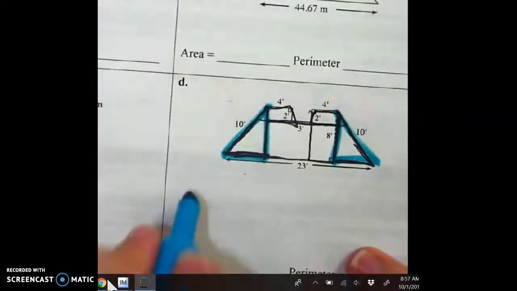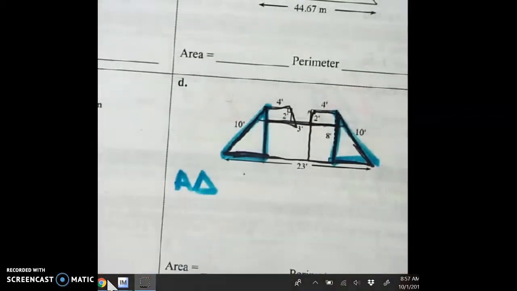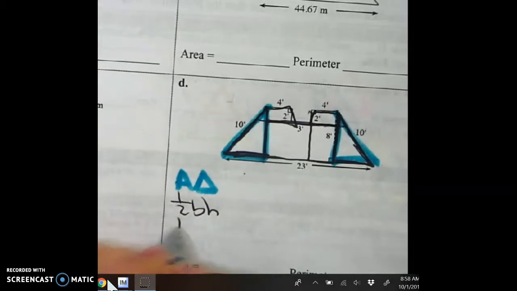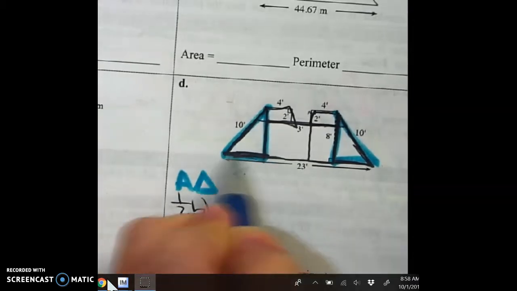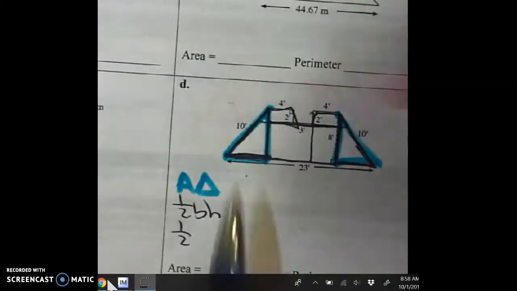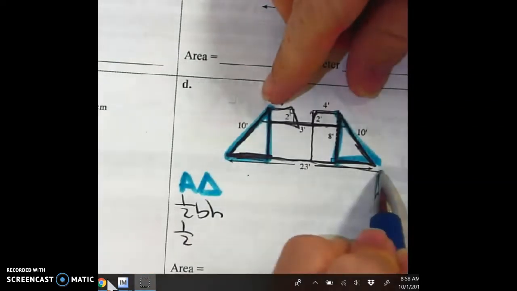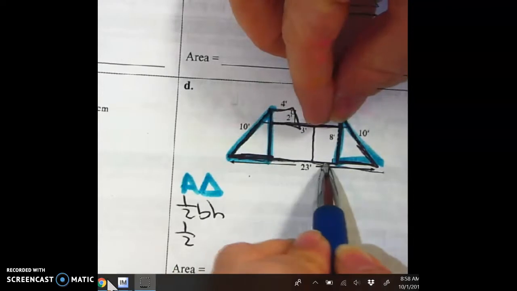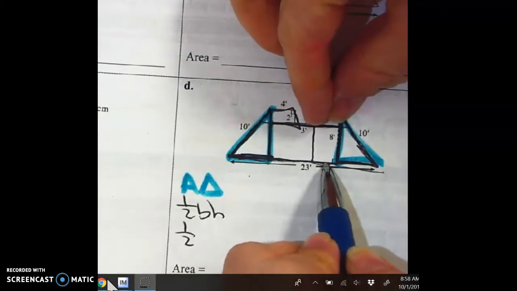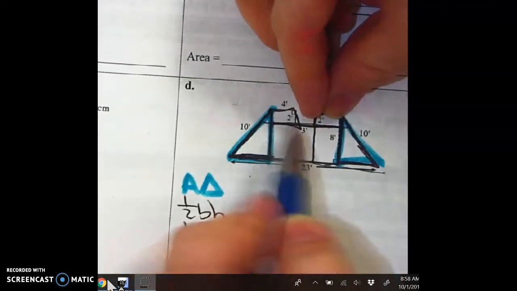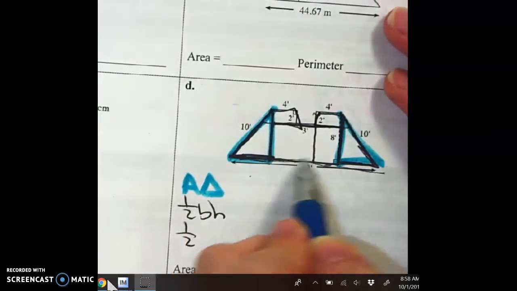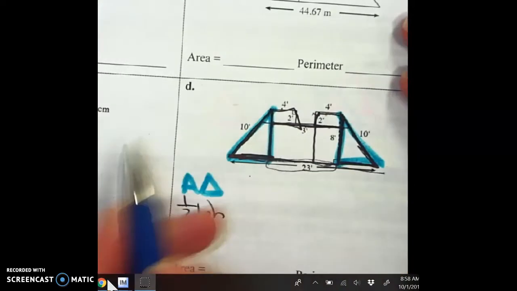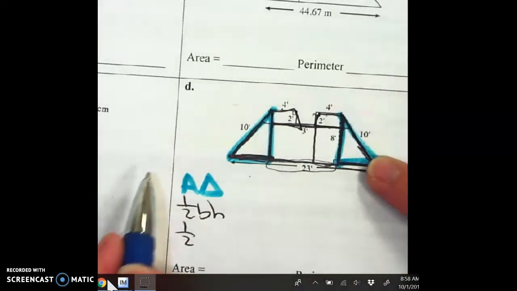Okay. So if I'm to find the area of a triangle, that's 1/2 base times height. So 1/2 the base. So how am I going to figure out what the base is? Okay, this whole thing is 23. But there's a little section of 4 here and a little section of 4 here that I take out. So that's 8. So I go 23 minus 8, that's 15. And then there's a little section here. So this whole section is 4 plus 3 plus 4, which is 11. And then 23 minus 11 is 12.